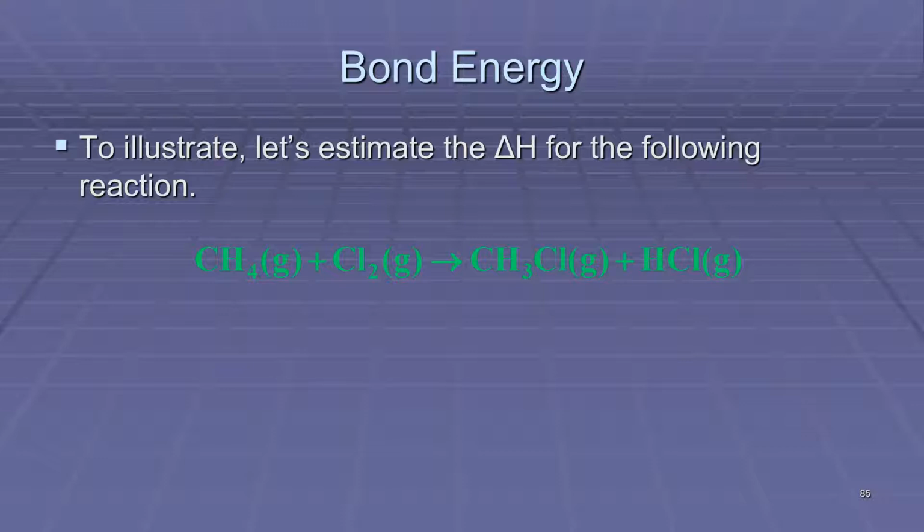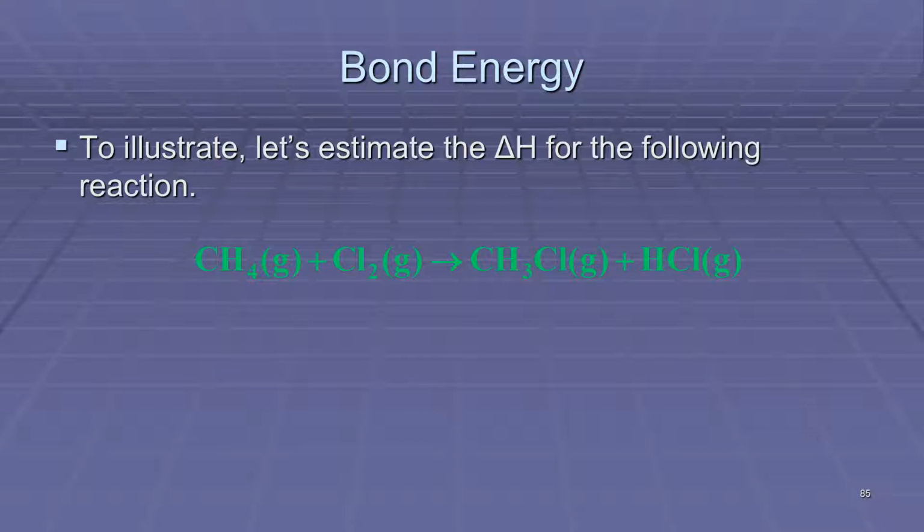All right, so let's look at an example. Let's estimate the delta H for the following reaction. And again, this is a little bit unusual because everything's in the gas phase, so it's not exactly the best data, but it's all the data that we have. We can still get an idea of what the delta H for this reaction is.